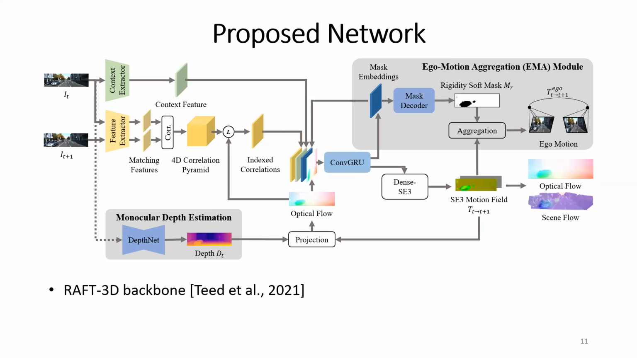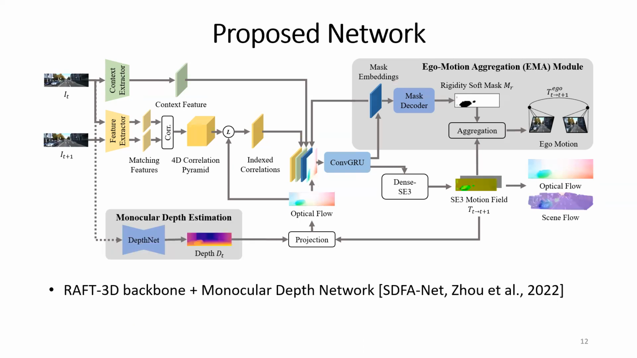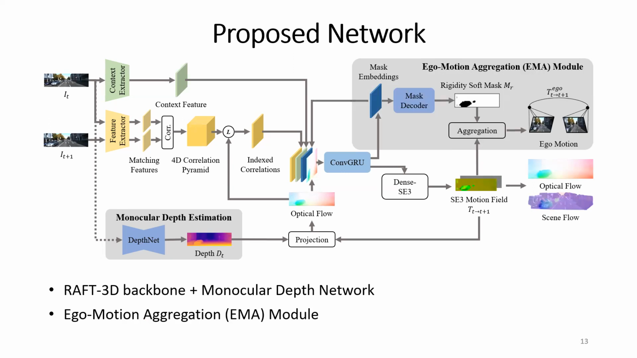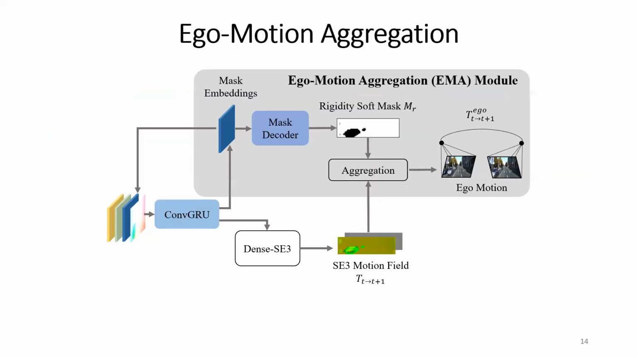We've implemented two modifications to the RAFT-3D backbone. Our first modification involves the substitution of fixed depth input with a jointly learnable monocular depth network. The second modification involves the integration of a novel ego-motion aggregation module designed to infer ego-motion, in addition to incorporating a rigidity soft mask that helps identify static regions.